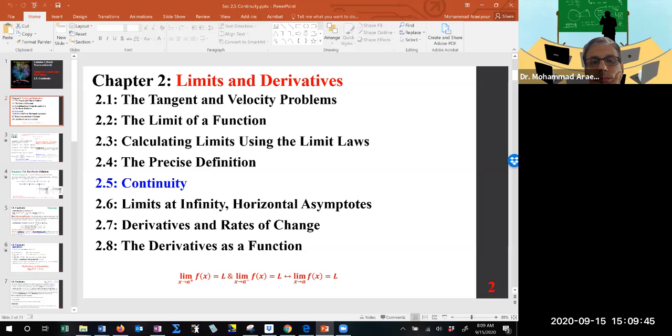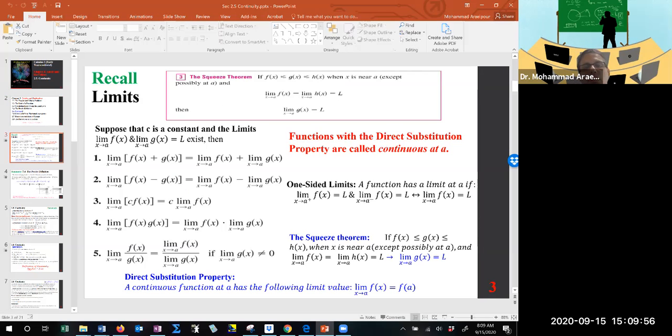And we have the definition of a limit at the bottom, and we're going to take it from there. So let's look at this page. This is what we have covered, and we're going to move on from here.